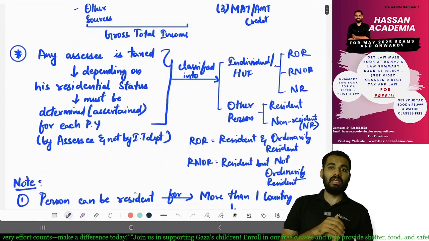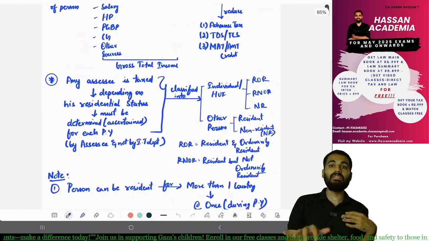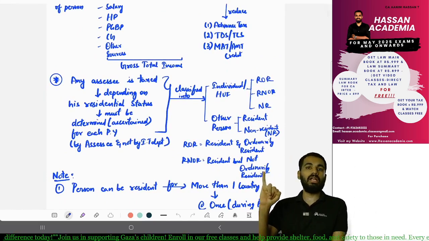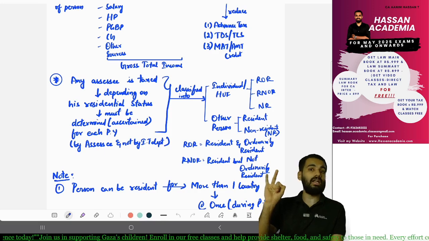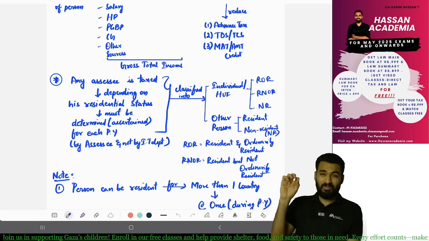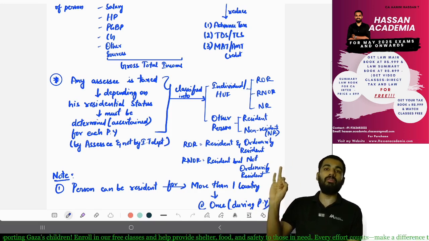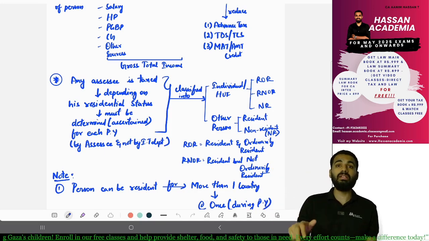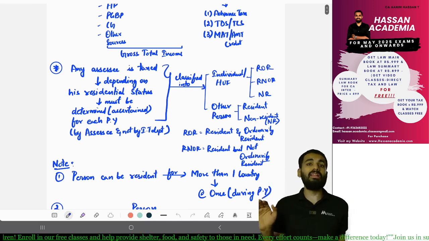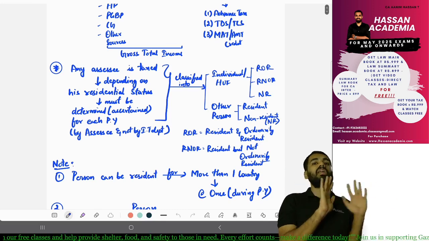So every assessee has to determine his own residential status. If the person is an individual or an HUF, then he will be classified into resident and ordinary resident (ROR), resident but not ordinary resident (RNOR), or non-resident (NR). But if he is other than an individual or HUF, then he will be either a resident or a non-resident. Now, if a person is a resident, that does not mean that in another country he will be a non-resident. Another country can have different provisions regarding residential status.